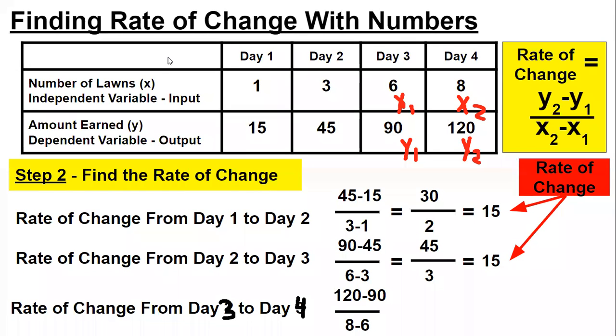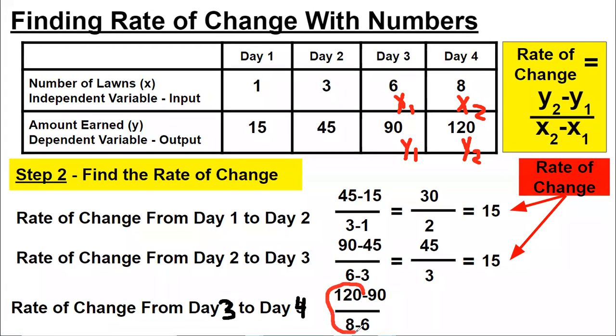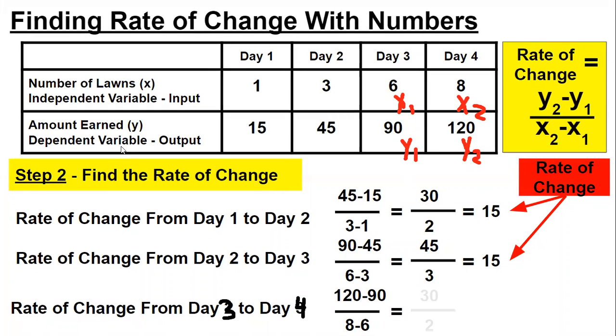Again, notice that I have to keep the buddies together. 120 has to be paired with the 8 and 90 has to be paired with the 6. This gets more confusing when we do graphing, so be sure that you keep that straight. Then I figure out the math, 120 minus 90, and I do 8 minus 6, and I get 30 over 2. I divide, and I get 15 as my rate of change.